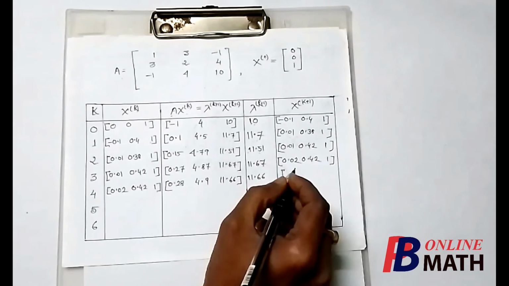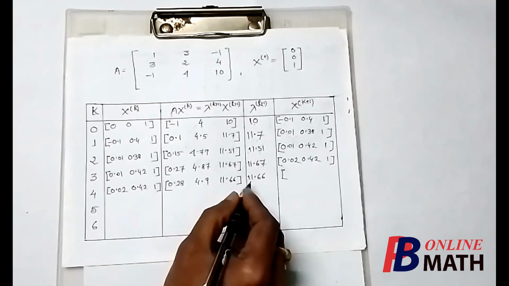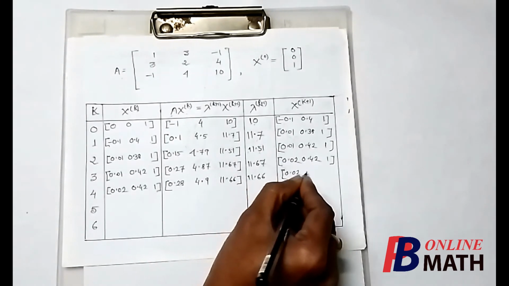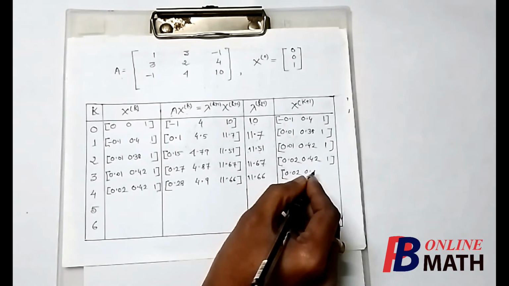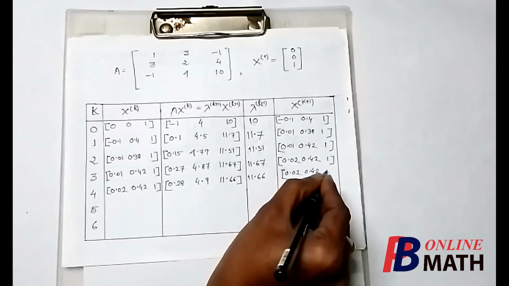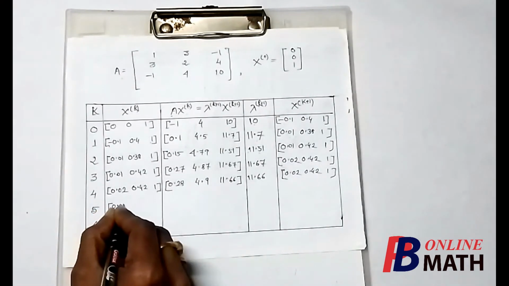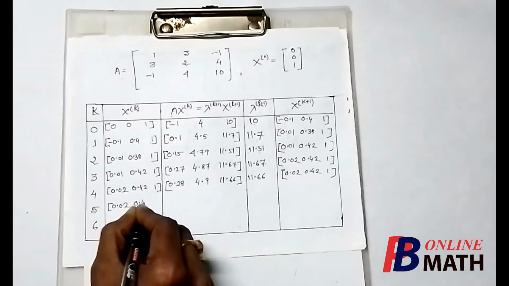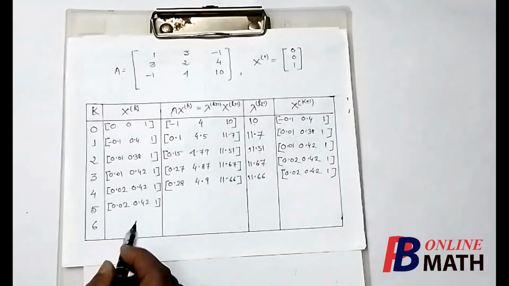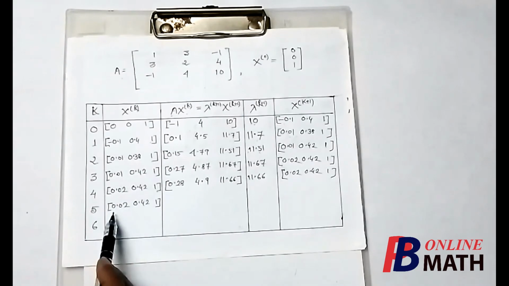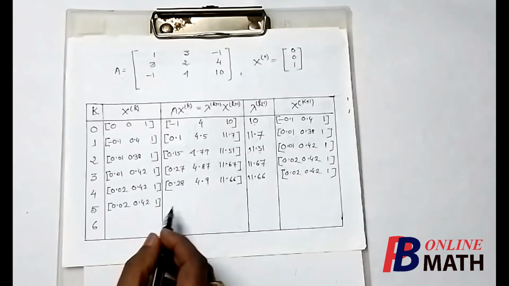So if we divide this with 11.66, we get 0.02, 0.42 and 1. So this is the next approximation of the eigenvector, 0.02, 0.42 and 1. Now if we multiply this matrix and this column vector, then again we shall get these values.